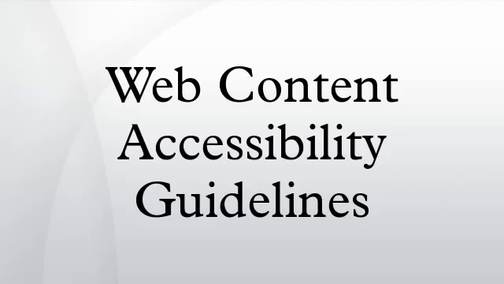Understandable: information and the operation of user interface must be understandable. Guideline 3.1, make text content readable and understandable. Guideline 3.2, make web pages appear and operate in predictable ways. Guideline 3.3, help users avoid and correct mistakes.